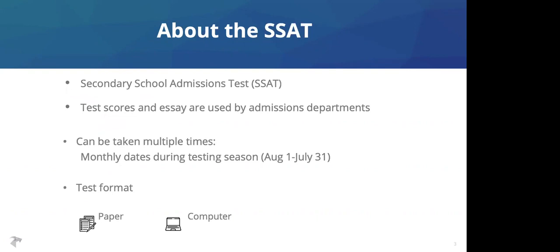First, let's cover the basics. The SSAT, or the Secondary School Admissions Test, is used by admissions departments during the application process to independent schools. Elementary level students can take the SSAT up to 2 times, and middle and upper level students can take the test up to 3 times on the computer and up to 8 times on paper. This test is administered on both paper and on the computer, except for the elementary level, which is only issued on paper.